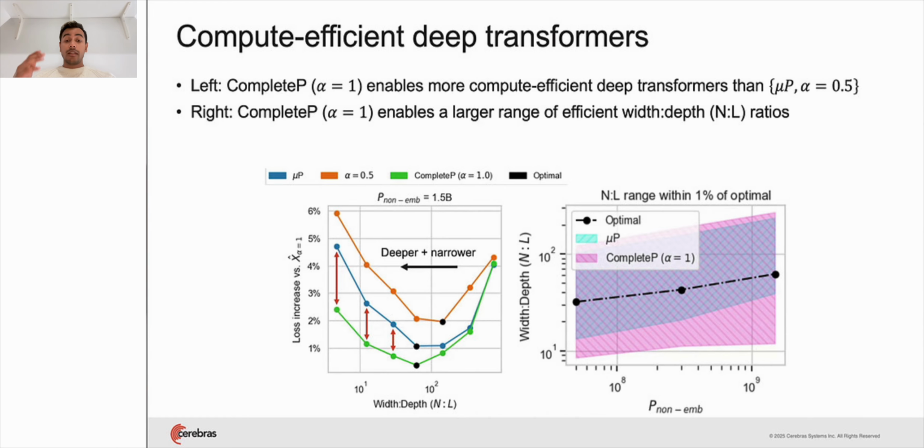In the plot on the right, the x-axis corresponds to the number of non-embedding parameters, and the y-axis corresponds to the width-to-depth ratio. The shaded area corresponds to the range of aspect ratios that are within 1% of the optimal loss achievable for that parameterization. You can see as we scale the parameter count, the blue area for μP shows that you want to go wider and shallower. Whereas if you look at the pink area, CompleteP, as we scale the parameter count, we can stay much deeper and narrower than μP can while remaining compute efficient.